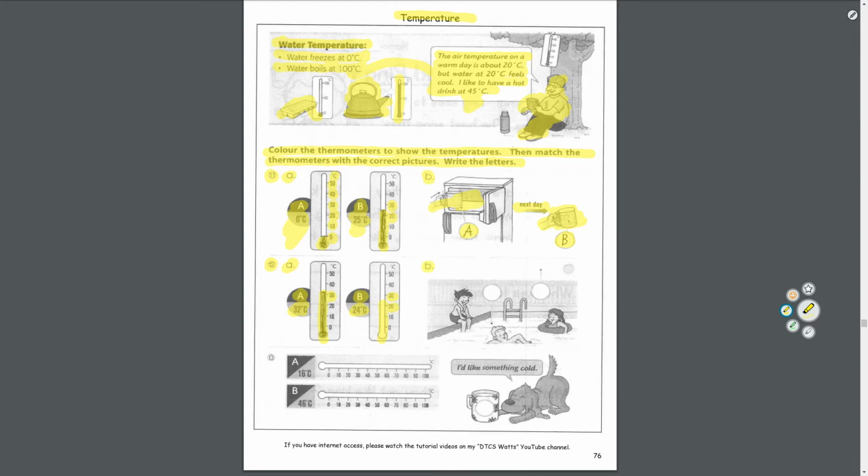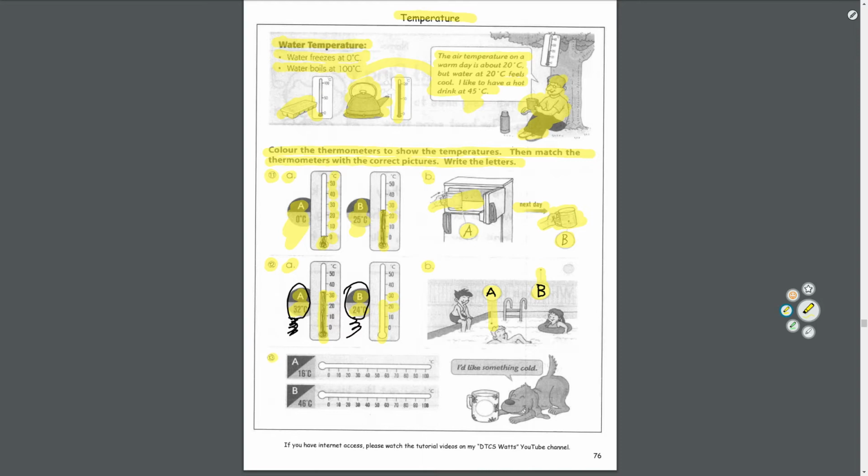So question B, we're looking at a pool. This circle is pointing in the water, and then this circle is outside the water, like when you're walking on the deck. So we know the water will be warmer. So which temperature is hotter and warmer? 32 or 24? A is hotter, so we're going to put A in the water. And B is cooler, so we'll put B over here. Okay.